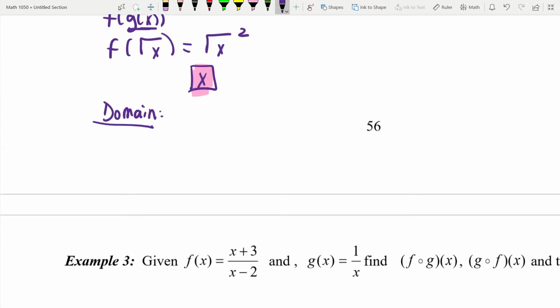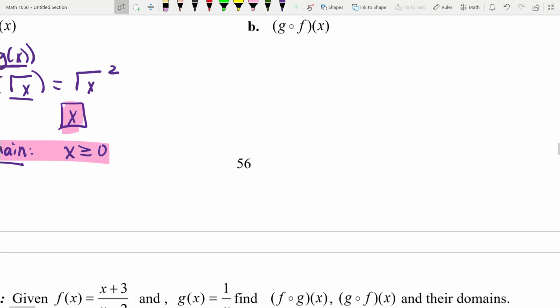So you look at that. That domain is everything. But you also have to look at what goes in. What did I plug in? Square root of x. What's the domain of a square root? The inside can't be negative, okay? So you would say x must be greater than or equal to 0, and that's your domain. So you can't just look at your answer. You have to look at what you put in and your answer, okay?